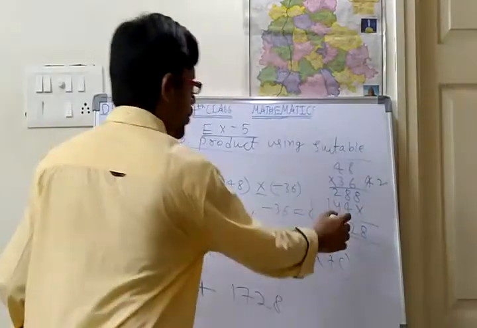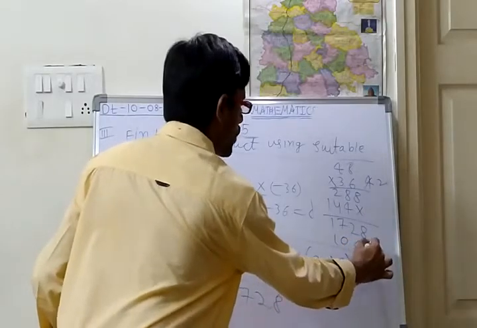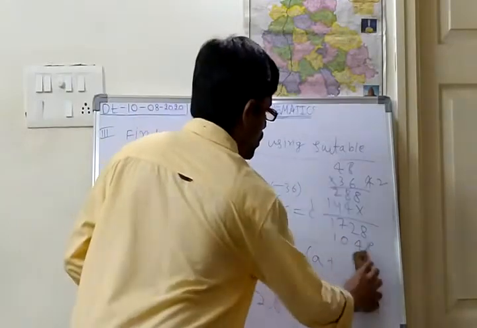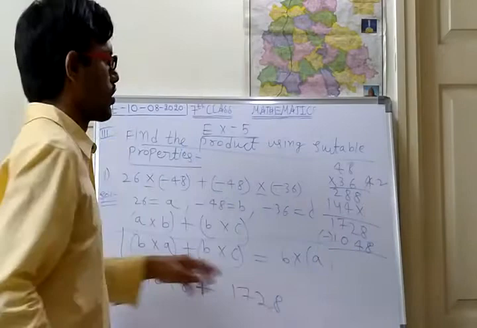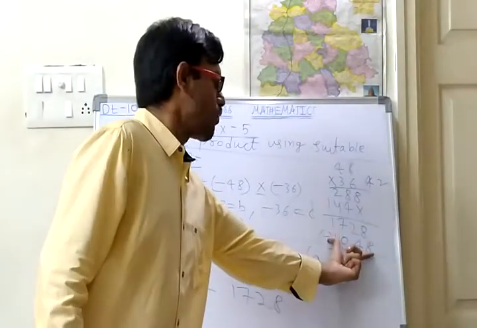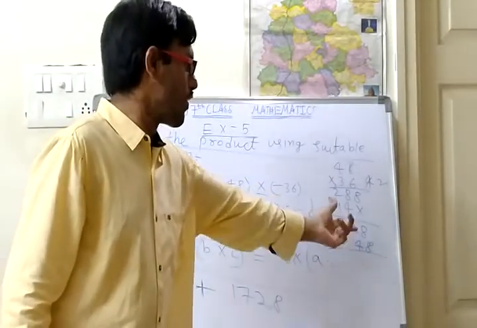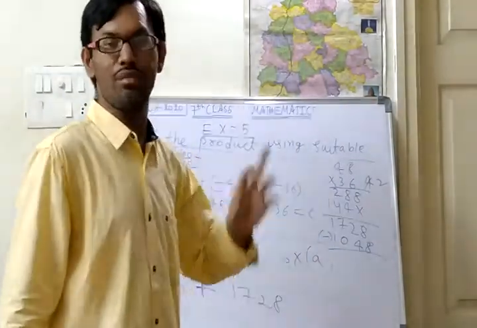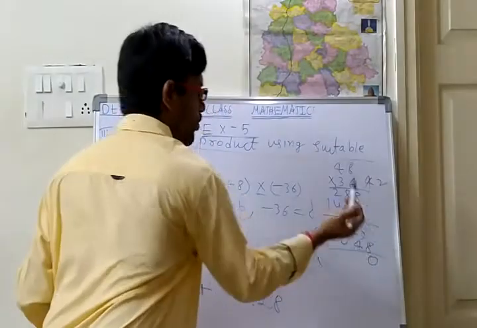So 1728 minus 1048. You have to do the final subtraction of these two numbers. By doing the subtraction, what is the result? We shall see. Subtracting the smaller number from the bigger number. At the top, you should compulsorily keep the bigger number for the subtraction. So 8 minus 8 is 0. 2 minus 4 we can't do.